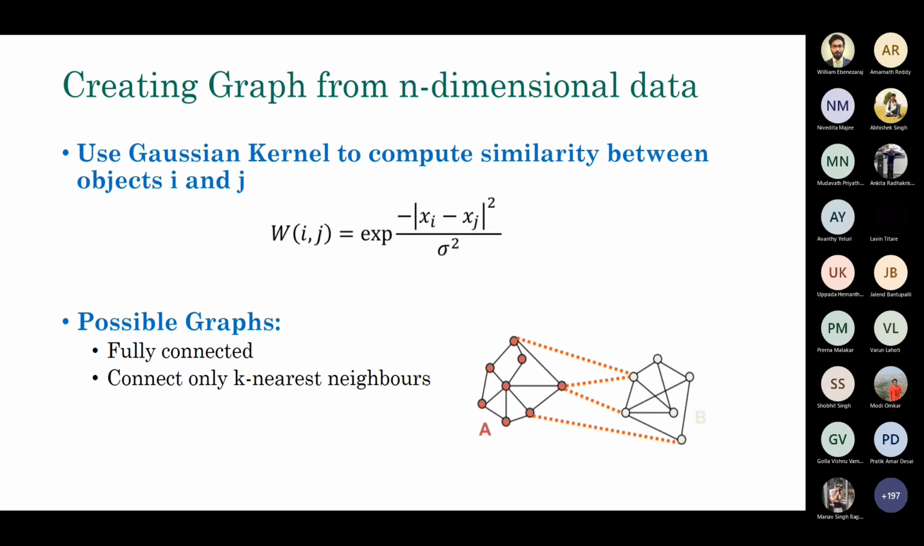When the distance becomes very, very large, you are going to get a Wij value close to 0. Close to 0 means the objects are very, very far apart, and that's what we basically want to manipulate. So that's the way we can define the distance or the weight between different objects, even if they are in n-dimensional space.